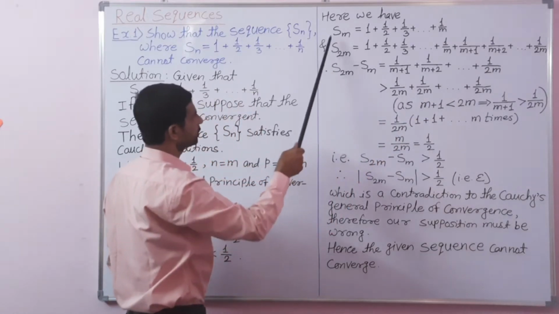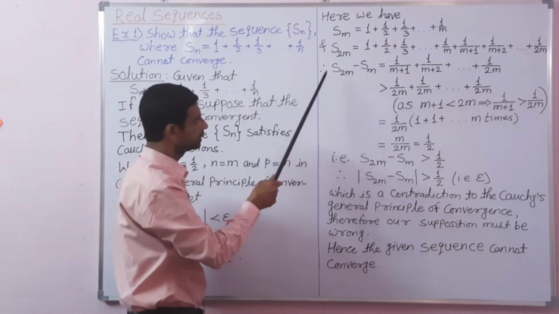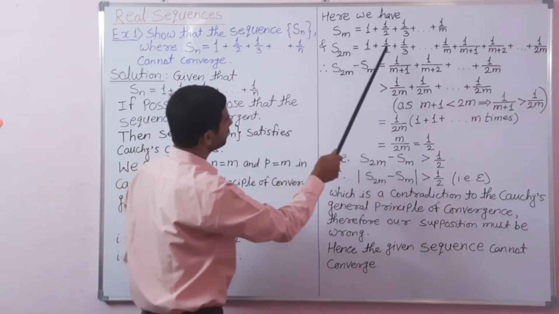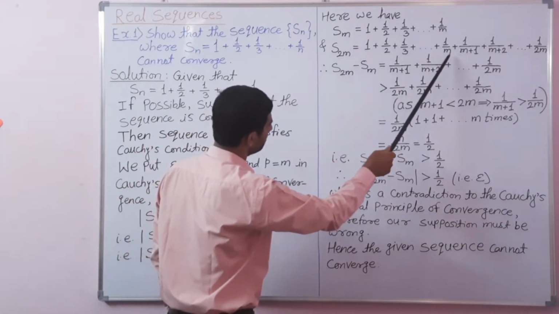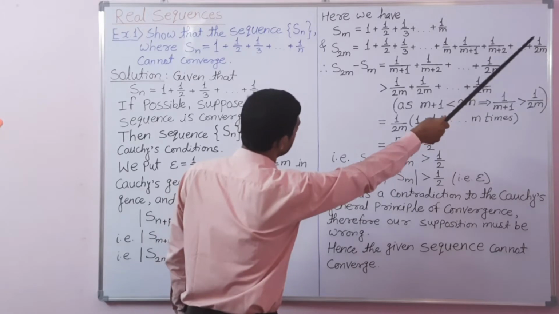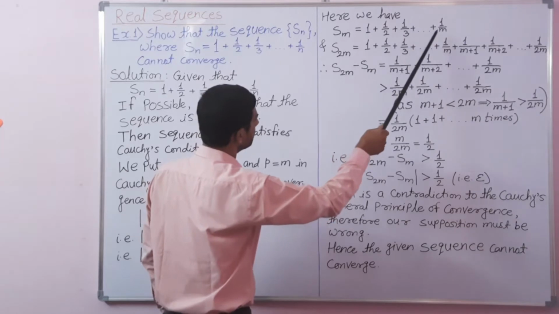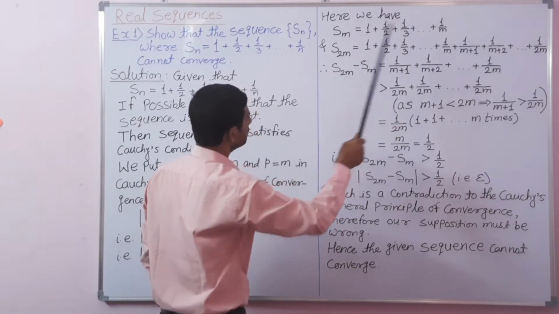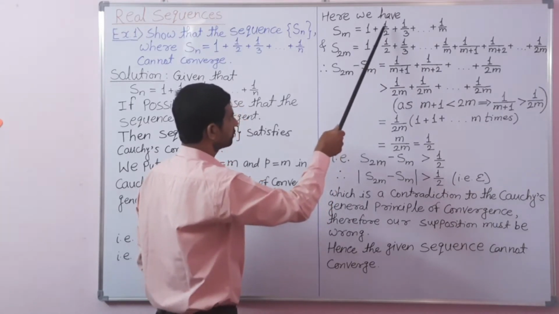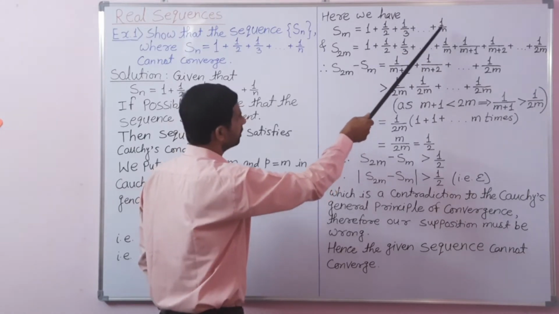Now we will take the difference of these two terms. From S2m, we will subtract Sm. So S2m minus Sm is 1 plus 1 by 2 plus 1 by 3 and so on plus 1 by m, plus 1 upon m plus 1, plus 1 upon m plus 2 and so on up to 1 upon 2m, minus the bracket 1 plus 1 by 2 plus 1 by 3 up to plus 1 by m. This complete bracket is to be taken with the minus sign. Then after taking the difference, 1 minus 1 will get cancelled, 1 by 2 minus 1 by 2 will get cancelled, 1 by 3 minus 1 by 3 will get cancelled, up to 1 by m minus 1 by m will get cancelled.